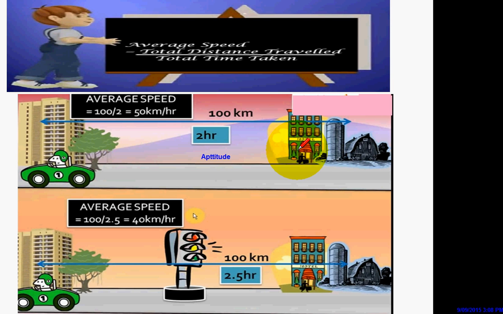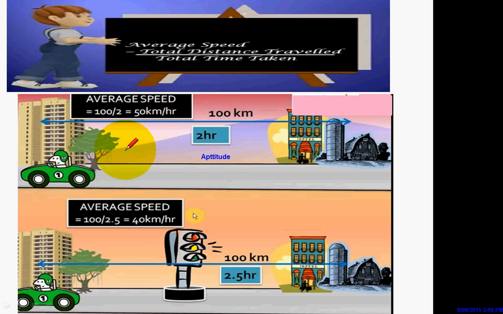If you want to know about the average speed, that is the average speed at which the car travels from a hotel to the respective building or something like that. So we have to calculate the average speed over there. So average speed is always equal to the total distance travelled divided by the total time taken. This is the formula that we apply to calculate the average speed. That is total distance travelled divided by total time taken.